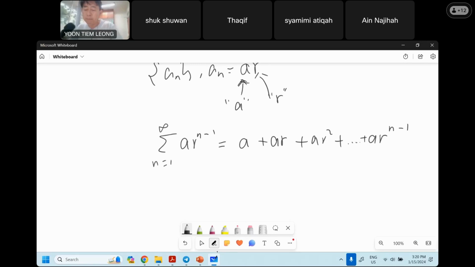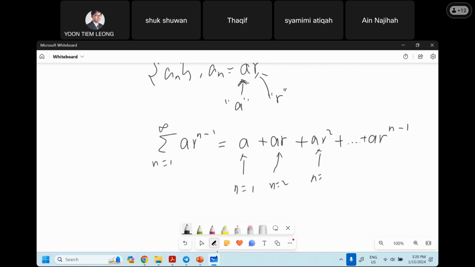So this term in the infinite series corresponds to the first term. This corresponds to the second term. This a r squared corresponds to the third term. Then this corresponds to the n-th term. Then you continue to sum to other higher order terms as well.